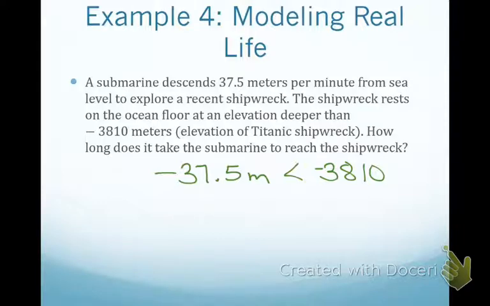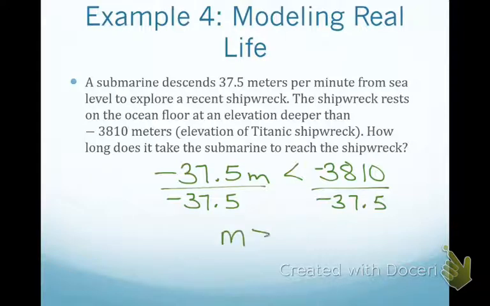Now how would you solve? Divide by negative 37.5 on both sides. Now I want you to write your answer. Did you write M is greater than 101? Is it 0.6? 0.6. Okay, minutes.